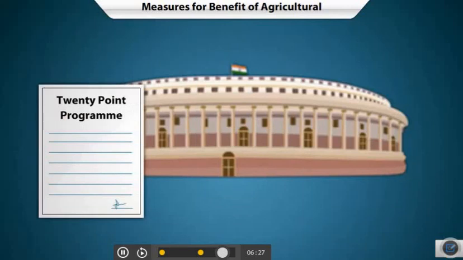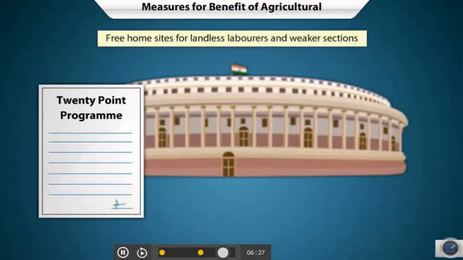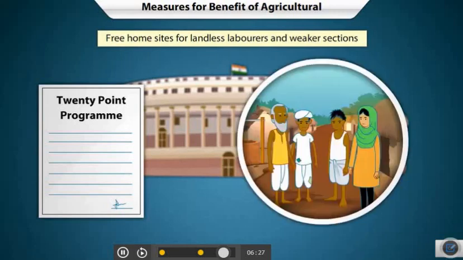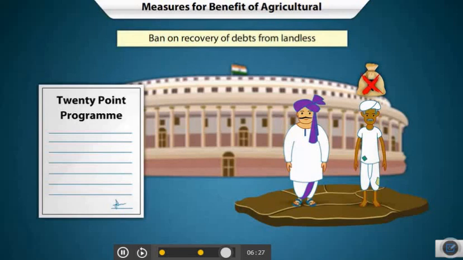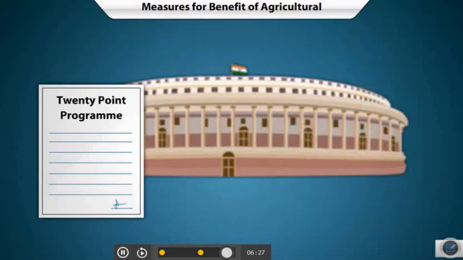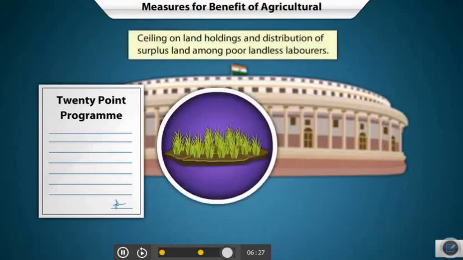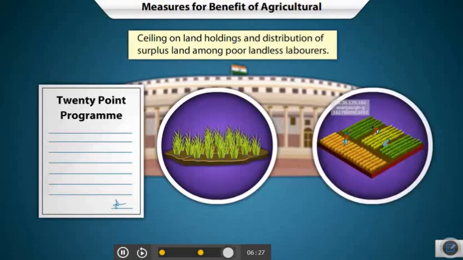This program concentrated on providing free residential sites to landless laborers and other backward sections. It also abolished recovery of debts from landless laborers. It focused on implementing ceilings on land holdings and distributed surplus land among poor landless laborers.